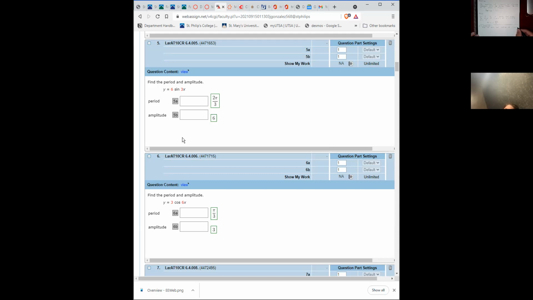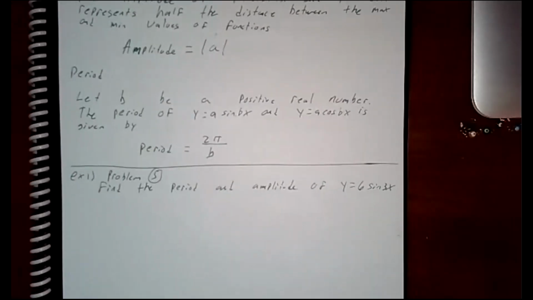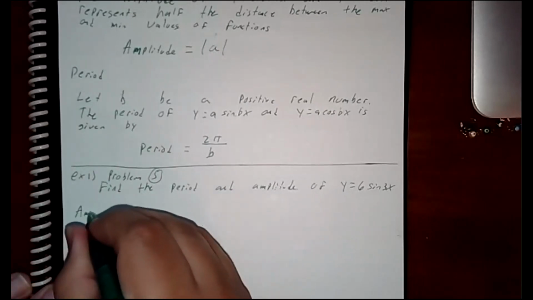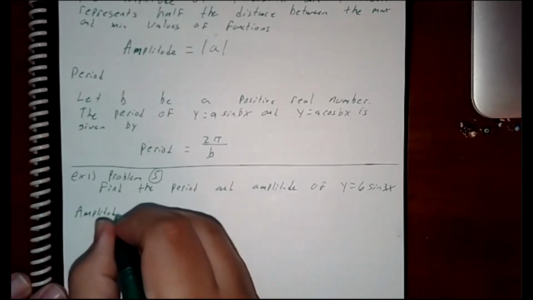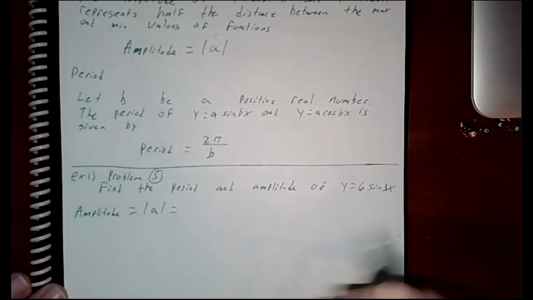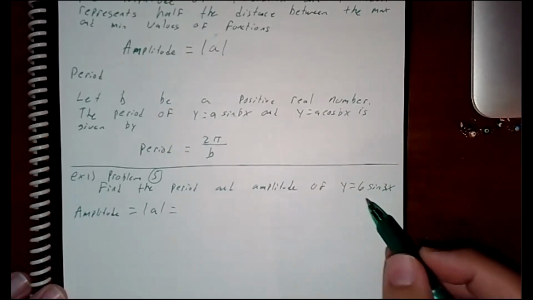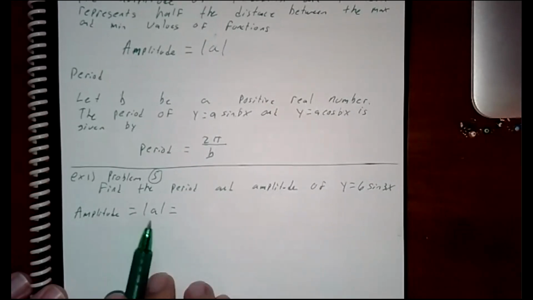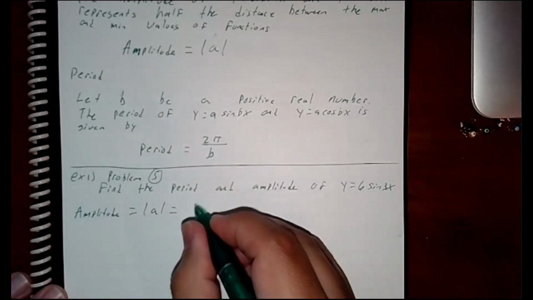Let me switch over. Okay. So amplitude is the a, right? From the formula. Absolute value of a. So if it was -6, you would write down 6, not -6. That's why they put the bars on there. That's going to be 6.